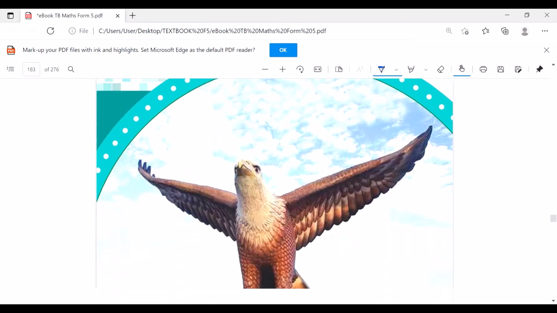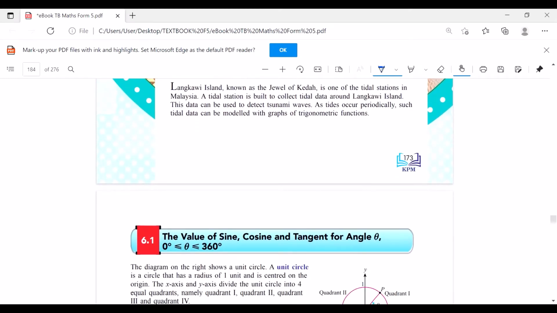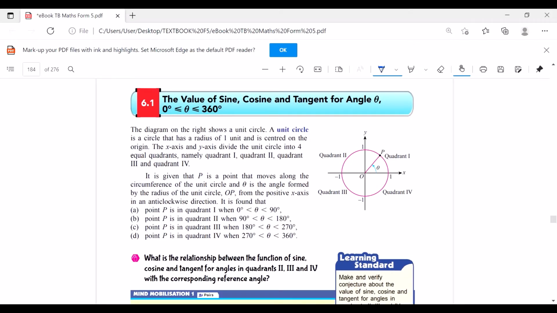Okay, so 6.1, the value of sine, cosine and tangent of angle 0 to 360. So first of all, what you need to learn about is a unit circle. What is a unit circle? This is a unit circle, where the circle has a radius of 1 unit.